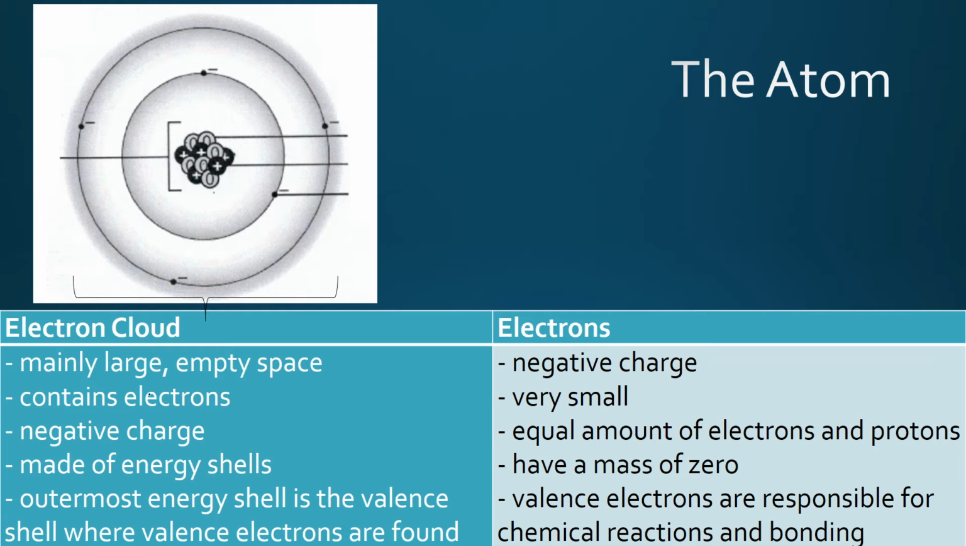So the last region of the atom, excuse me, not of the periodic table, is the electron cloud. And so again, like I've mentioned in the video, this is where the volume of the atom comes from, but no mass essentially is contributed from it. This is where electrons are found. And so the overall charge of the electron cloud is negative, and within that we have what's called energy shells.